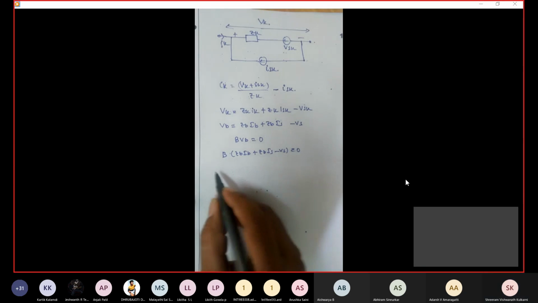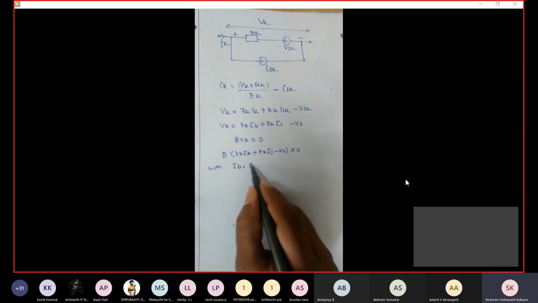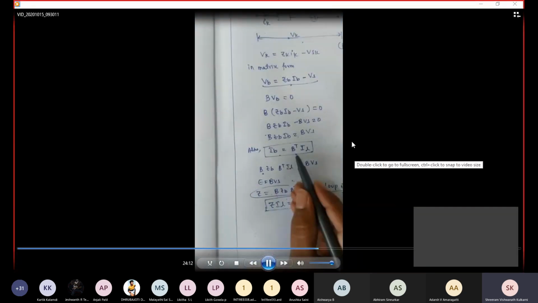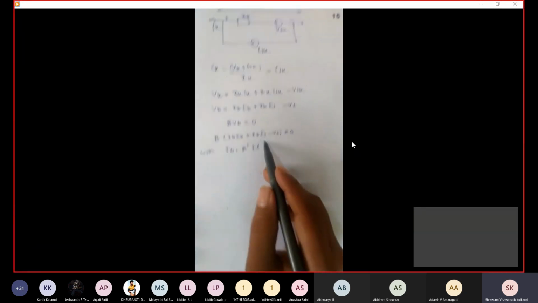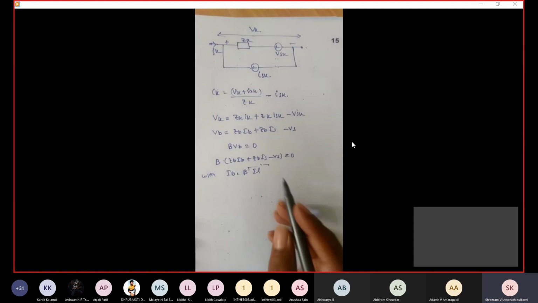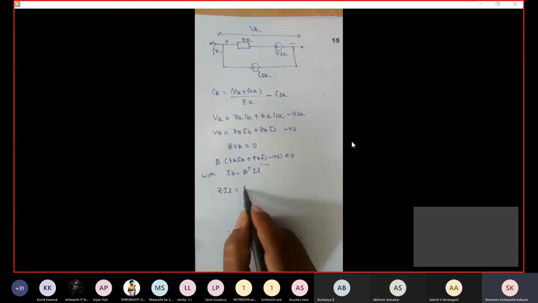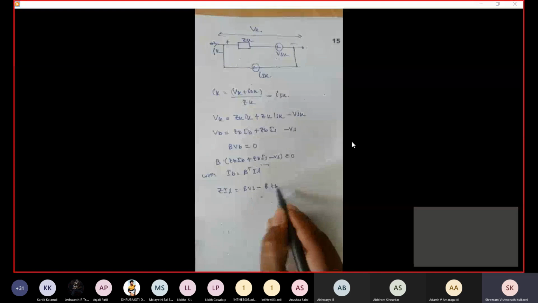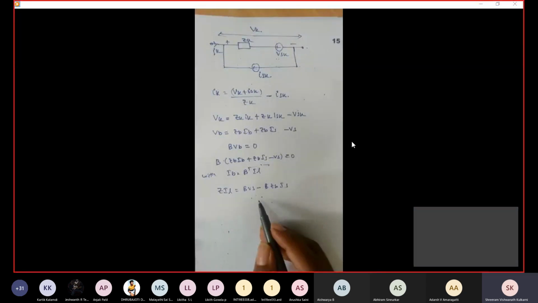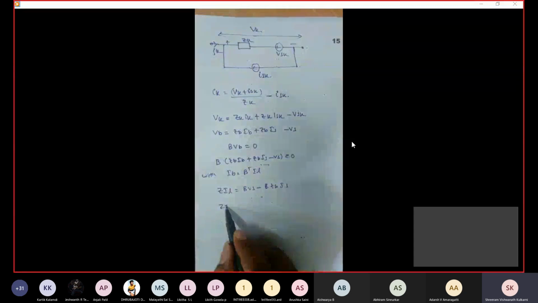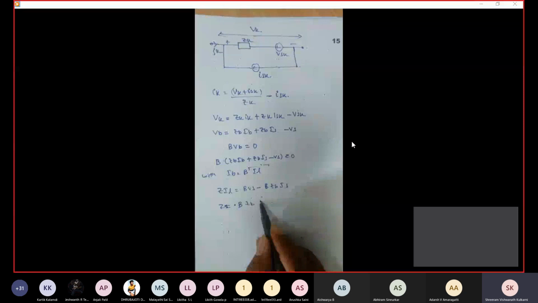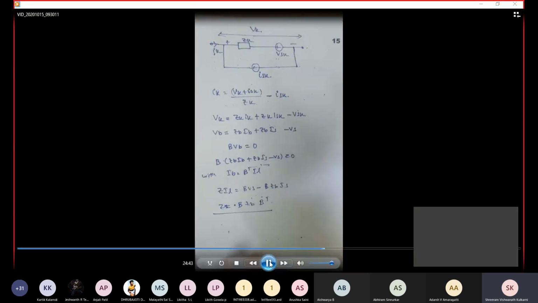After simplifying, Ib equals B transpose IL. Here also, Ib equals B transpose IL. With this, if I simplify this equation, I can get Z IL equal to BVS minus BZB IS, where Z will become Z equals B into ZB B transpose. This is a loop impedance matrix.